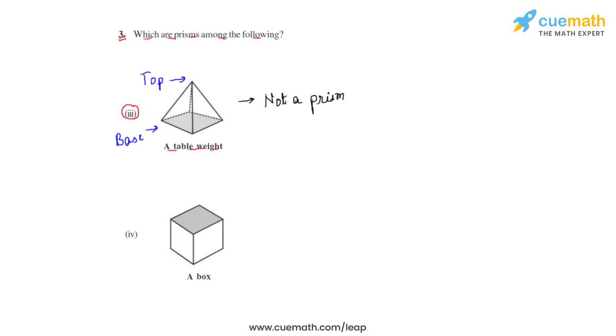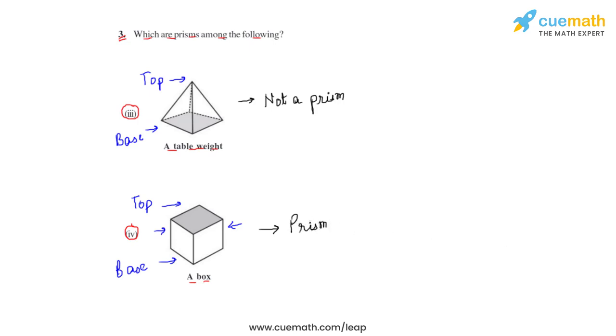Now moving on to the next solid, which we see represents a box, and we see this box in the shape of a cube, where we see that this is the top part of the box and this is the base of the box, and the top and the base represent a set of congruent polygons, which is a square. And also if we observe the lateral surface, we'll see that these are parallelograms. Hence we can conclude that the solid in the fourth part, that is this box, represents a prism.